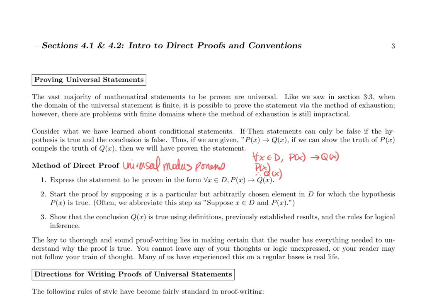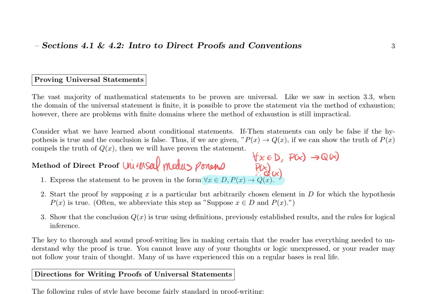Well, the first thing we're going to do is express our statement to be proven in the form of for all x in D, our domain, if P of x, then Q of x. So in other words, we're looking at the same first line as our universal modus ponens argument. And step 2 says we're going to start the proof by supposing that x is a particular but arbitrarily chosen element in our domain D for which the hypothesis P of x is true.